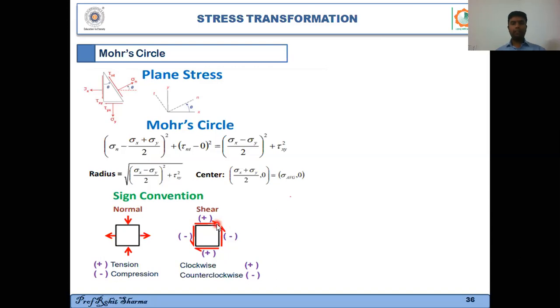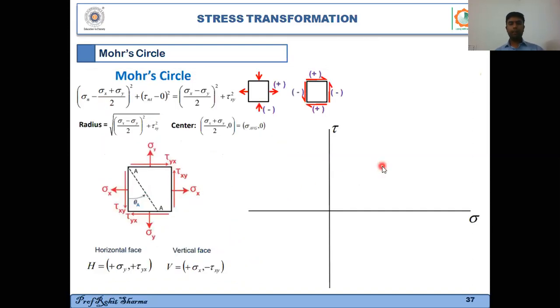If you compare with the previous sign conventions, all these shear stresses were positive on positive, negative on negative, but we use a different set of sign conventions for the Mohr circle, and we are going to use these sign conventions, right? Okay. So let's just proceed further.